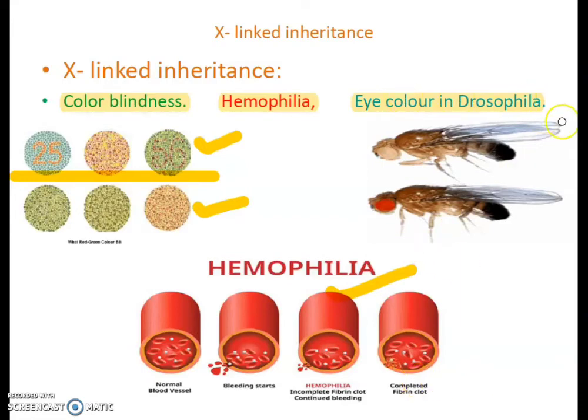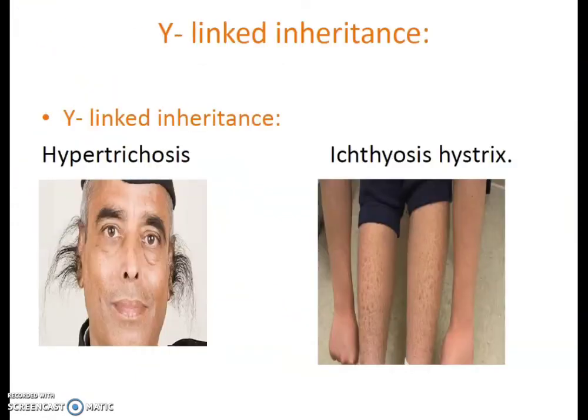Eye color in Drosophila: there are red eye color and white eye color. The color determining gene is located on the X chromosome. The genes which are located on the Y chromosome are called Y-linked inheritance.